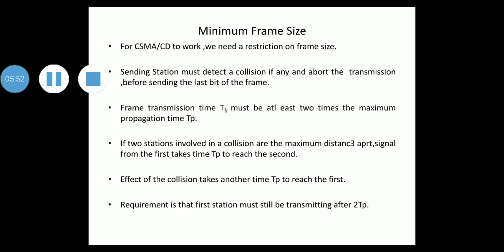There is a need to understand this reason, so we'll think about the worst case scenario. If the two stations involved in a collision are the maximum distance apart, the signal from the first takes time TP to reach the second, and the effect of the collision takes another time TP to reach the first. The requirement is that the first station must still be transmitting after 2 TP.